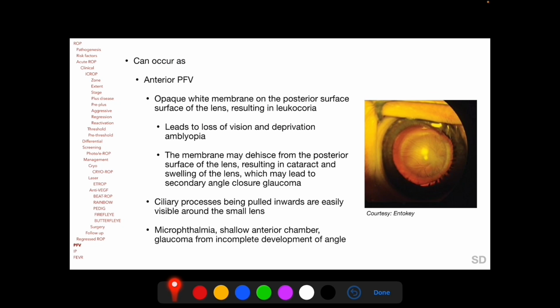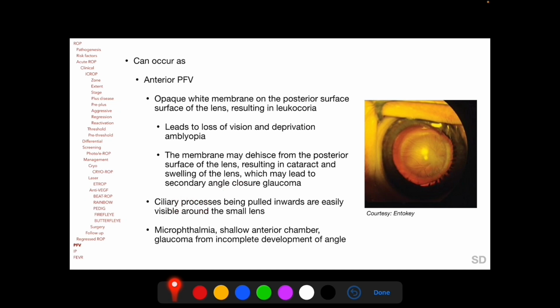PFV can occur as anterior PFV, posterior PFV, or combined PFV. In anterior PFV, there is an opaque white membrane on the posterior surface of the crystalline lens, resulting in leukocoria, as seen here in this color photograph. The opaque membrane leads to loss of vision and deprivation amblyopia, and this membrane may dehisce from the posterior surface of the lens, resulting in cataract and swelling of the lens, which may lead to secondary angle closure glaucoma.